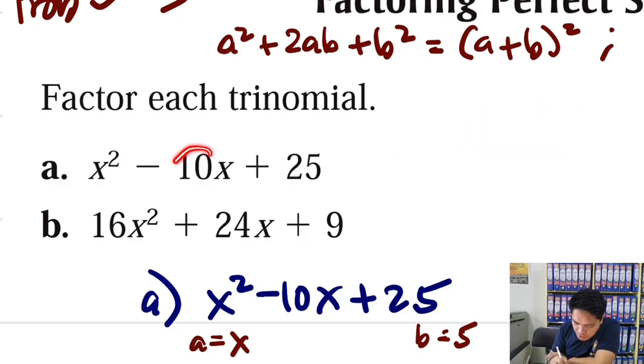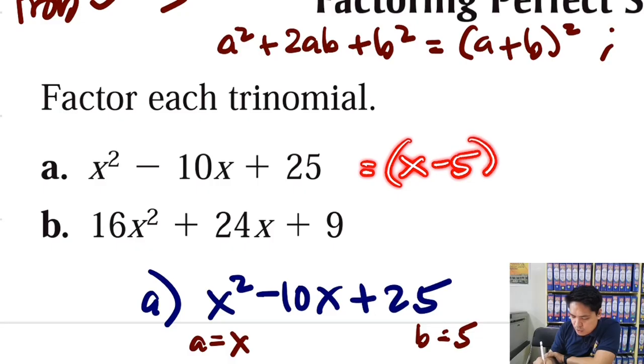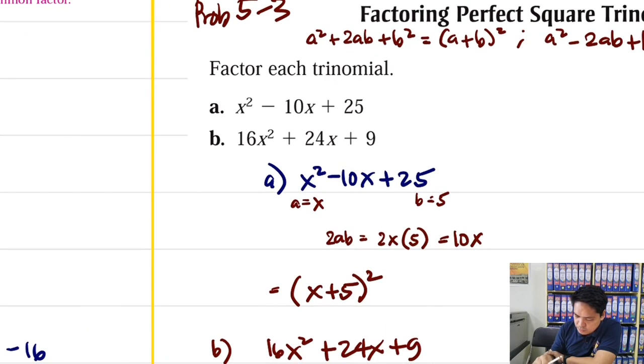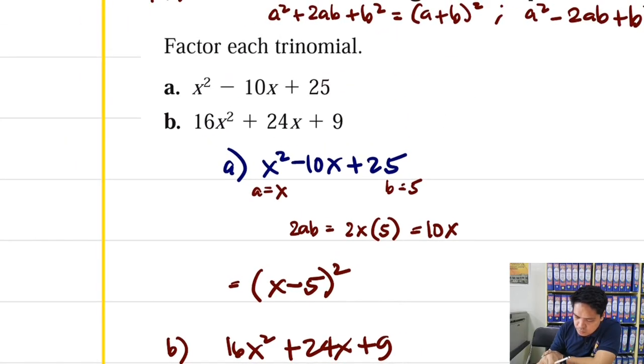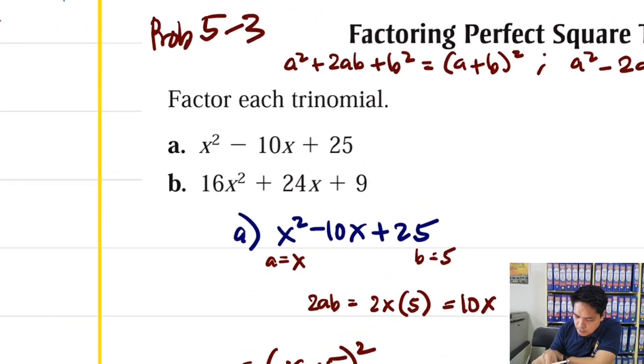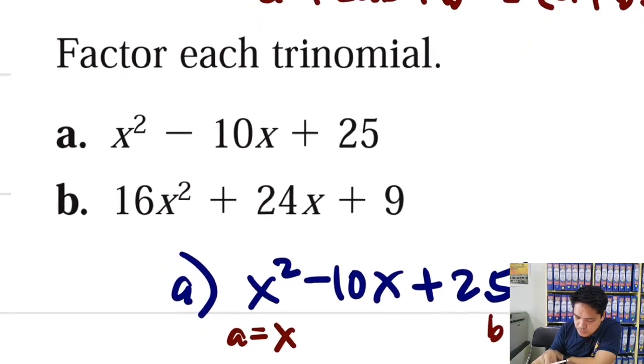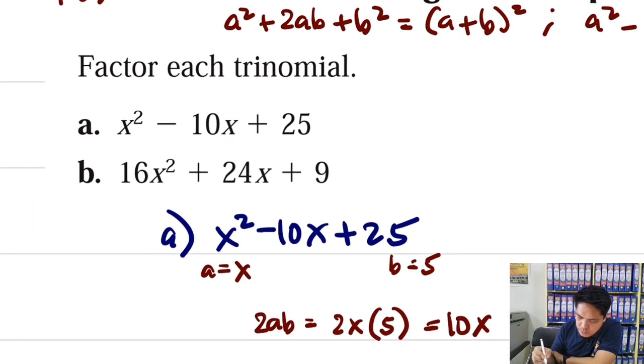Okay, what's the half of 10? It's 5. 5 squared is 25. So therefore, this is a perfect square trinomial. That is x minus 5 squared. Uy, mali dito, that would be x minus 5. Minus pala yung sign. Okay, how about here?